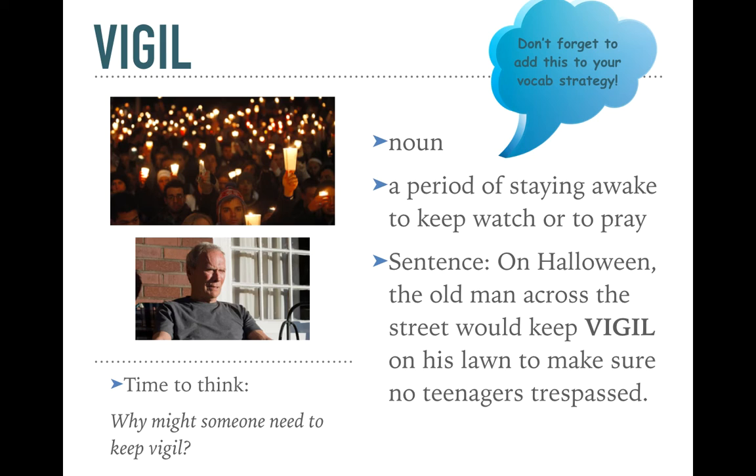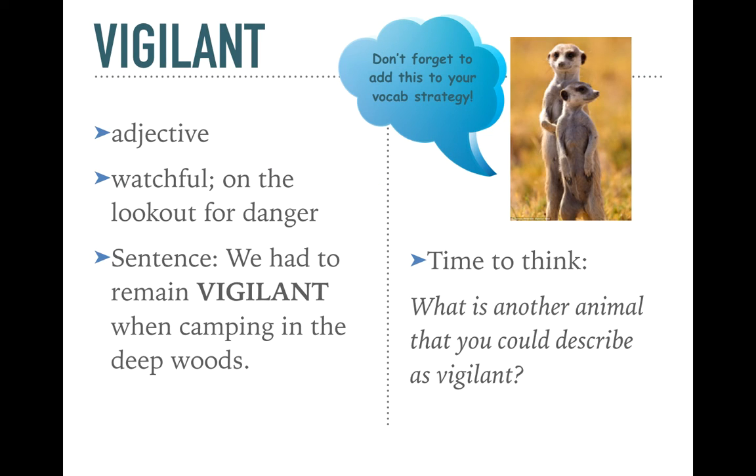The next word sounds very similar to vigil. It's vigilant, and this is an adjective form of vigil. So it's a describing word which means watchful or on the lookout for danger. And I always think of meerkats when I hear this word, which are the animals pictured on the screen, because they're always poking their heads up above the prairie grass and looking out for animals that could be dangerous to them. We had to remain vigilant when camping in the deep woods. We had to keep watch. We had to look out for bears or other dangers.